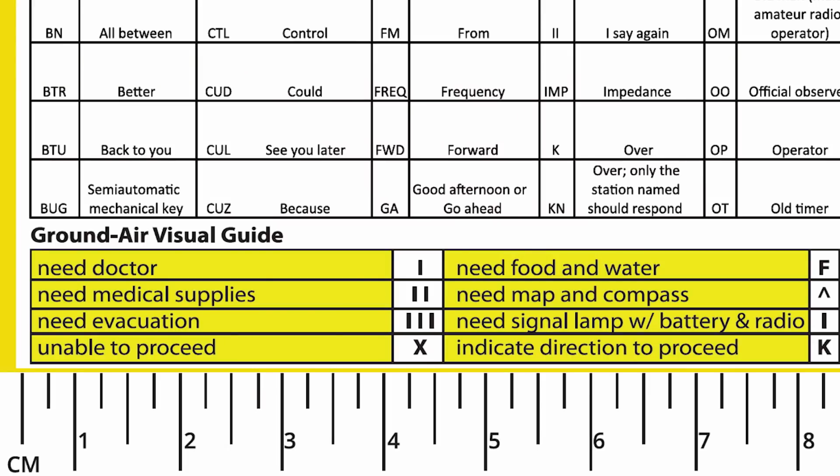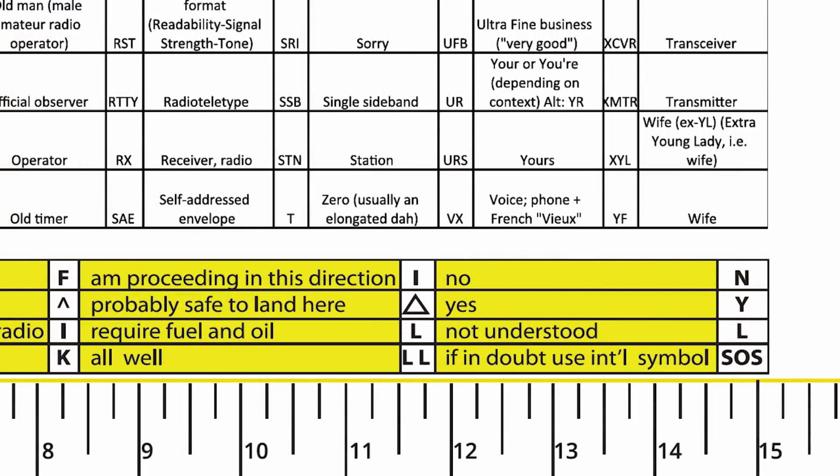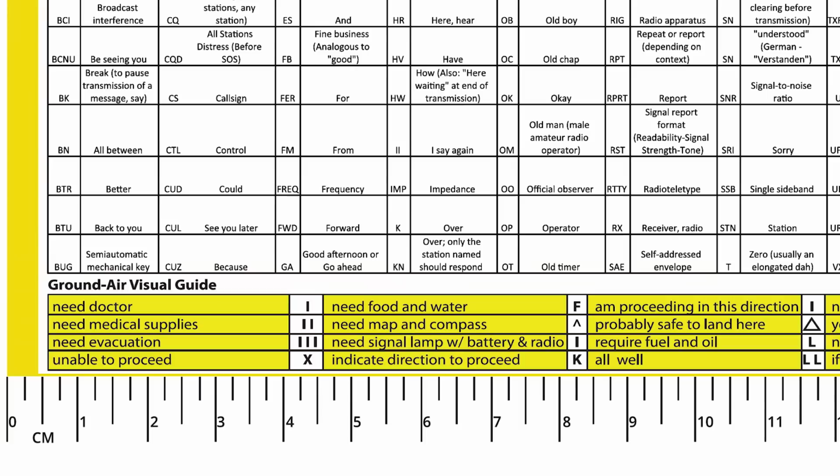At the very bottom, I have a table for ground air visual guide on how you could signal whether you need a doctor, you need medical supplies, you need food and water, you require fuel and oil. It has all of those listings there. And then at the very bottom, I also have another ruler here. This one's in metric for centimeters that could be used for map reading.